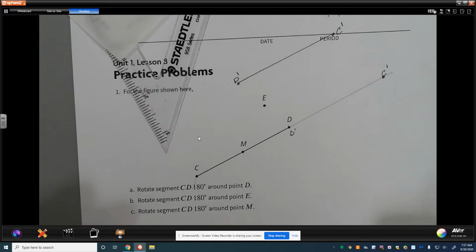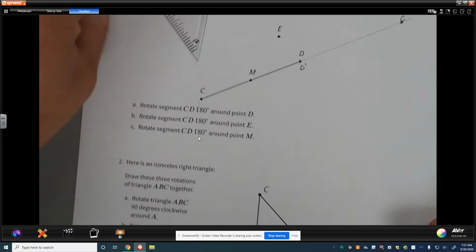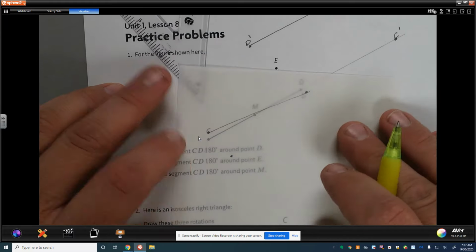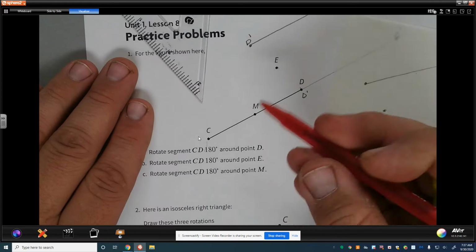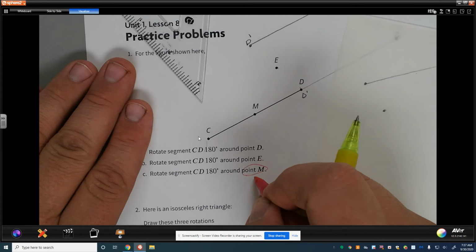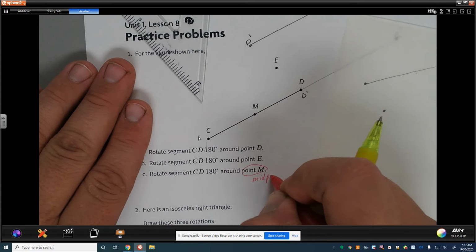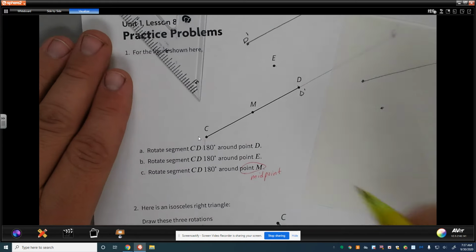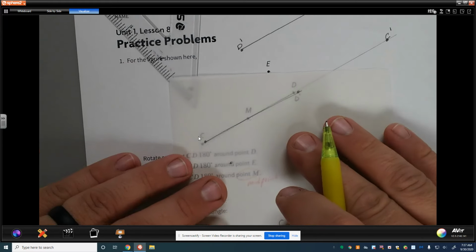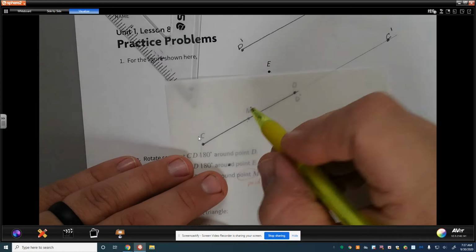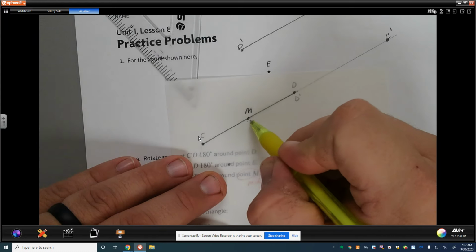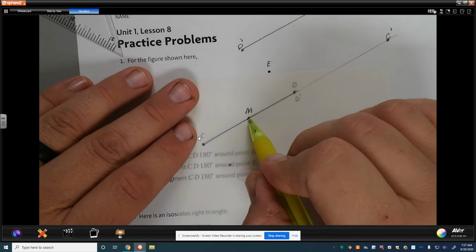Now, if I go ahead and do a rotation around point M, that one's kind of nice. Point M, as we remember, we can put that in there. M is the midpoint or the center of segment CD. So let's come over here and we're going to mark center M, and we're going to rotate 180 degrees.